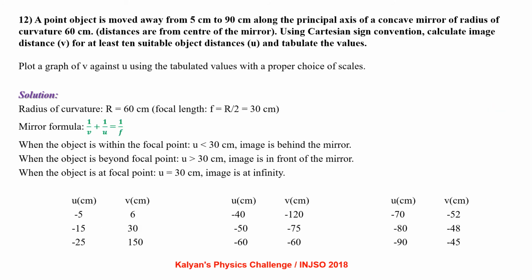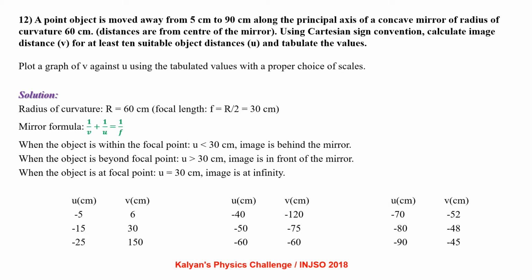A point object is moved away from 5 cm to 90 cm along the principal axis of a concave mirror of radius of curvature 60 cm. Distances are from the center of the mirror. Using Cartesian sign convention, calculate the image distance V for at least 10 suitable object distances U and tabulate the values. Plot a graph of V against U using the tabulated values with proper choice of scales.